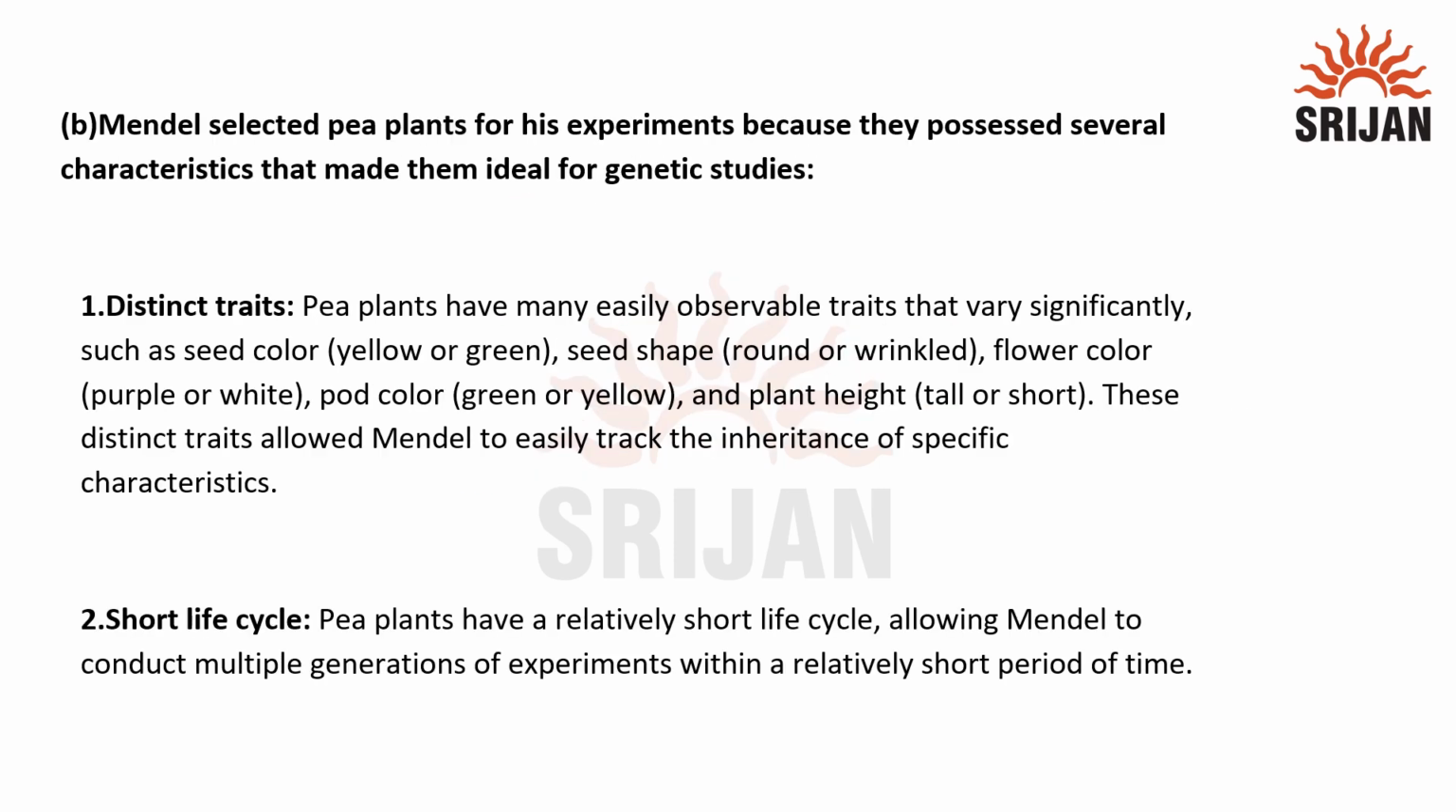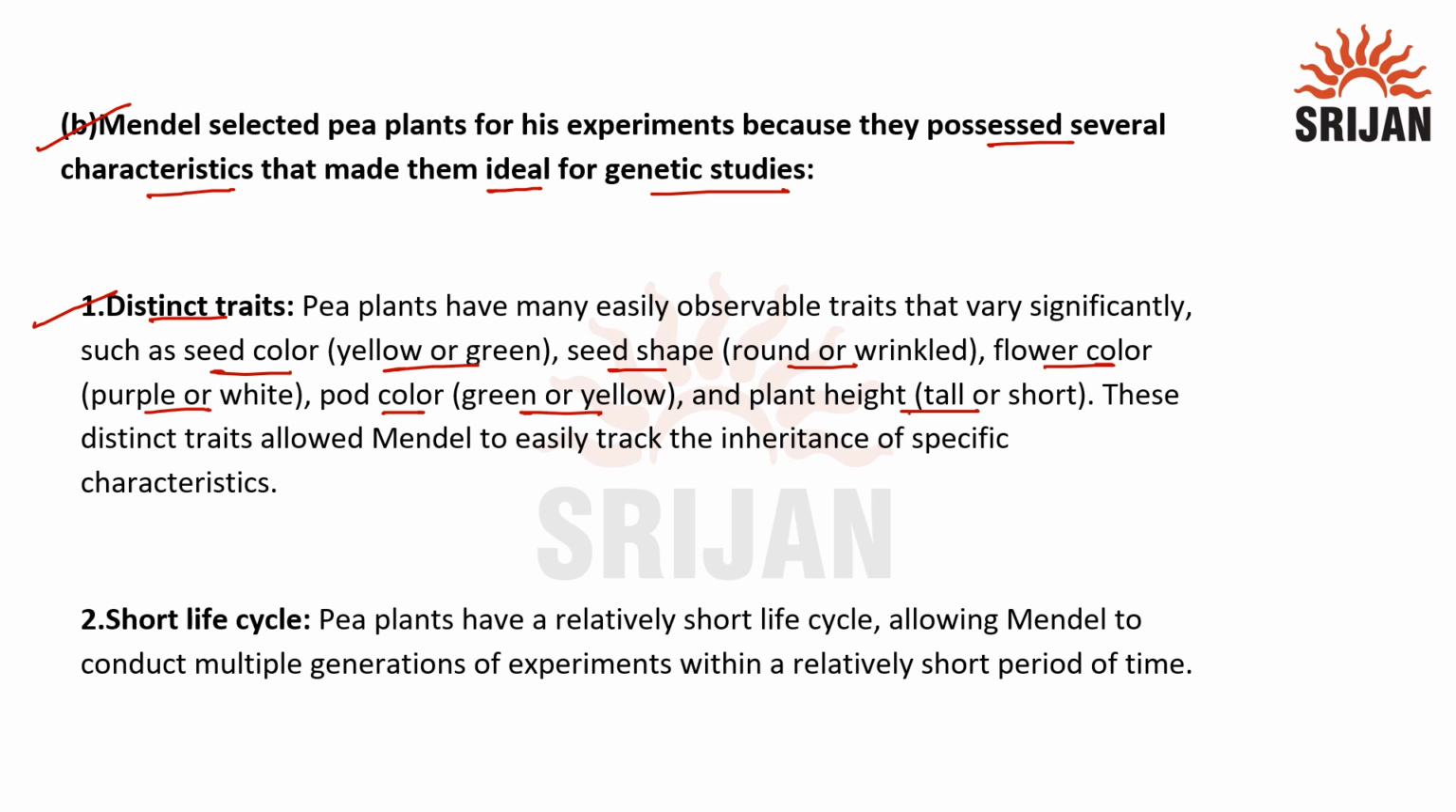Let's answer the second subpart of the question, that is why Mendel selected pea plant for his experiment. So Mendel selected pea plant for this experiment because it possessed several characteristics that made them ideal for genetic study. So the first one is distinct trait. Pea plant had several pairs of contrasting characters like seed color, which is yellow or green, seed shape, which is round or wrinkled, flower color, which is purple or white, pod color, which is green or yellow, and plant height, that is tall or short.